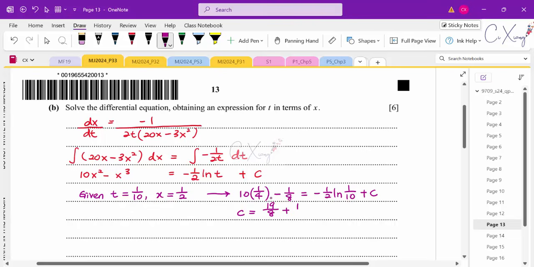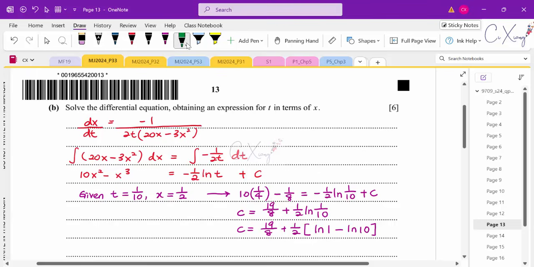Then plus half ln 1 over 10. Okay, but I don't feel that this one is simplified enough. So for me, I want to further simplify it. For the half, I just copy, and then for ln 1 over 10, I want to take ln 1 minus ln 10.